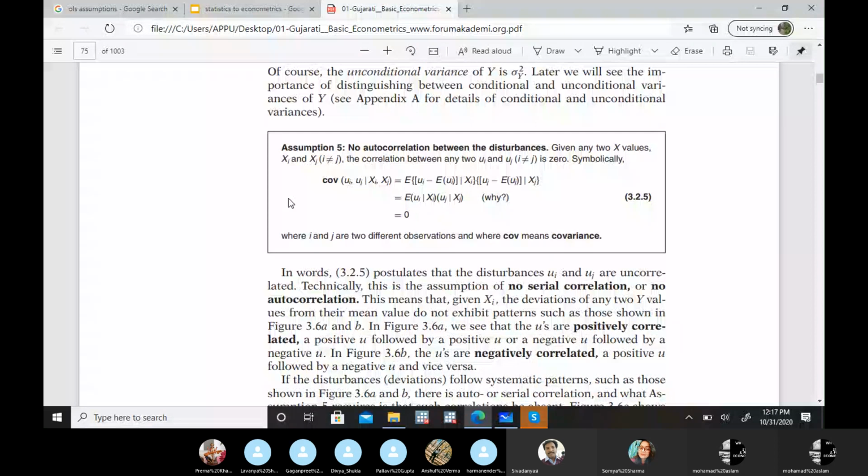Then again, another crucial problem. Now again, this particular assumption is about the residual only: that given any two x values, the correlation between any two residuals is zero. Now don't go with the equation, but just understand its theoretical meaning, what it means.